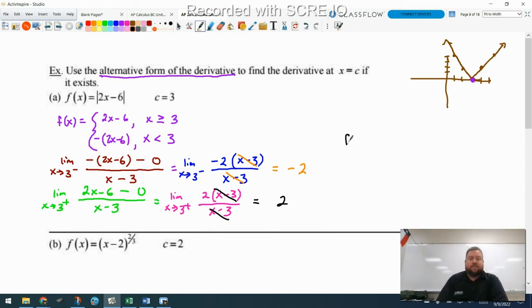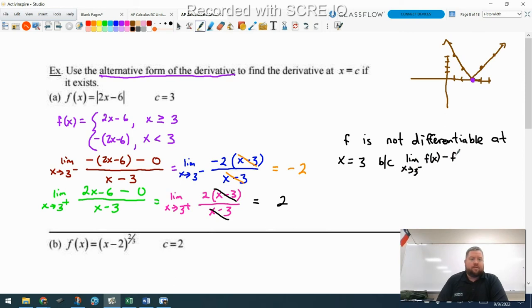All right, so we would say f is not differentiable at x equals 3 because, and we're going to use our limit notation, because the limit as x approaches 3 from the left of f of x minus f of 3 over x minus 3 does not equal the limit as x approaches 3 from the right of f of x minus f of 3 over x minus 3.